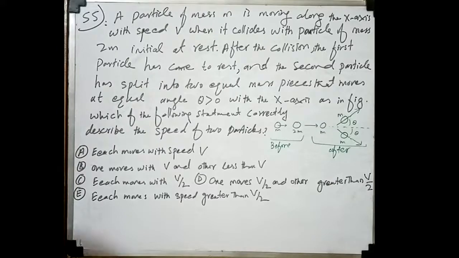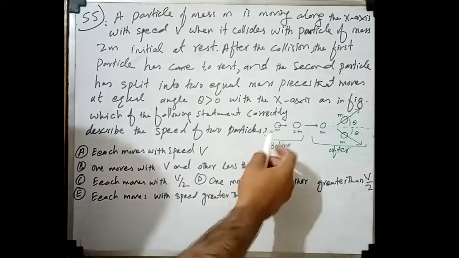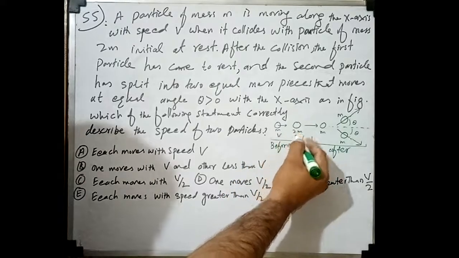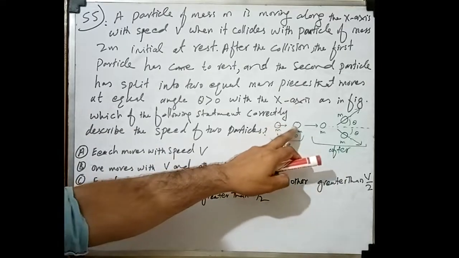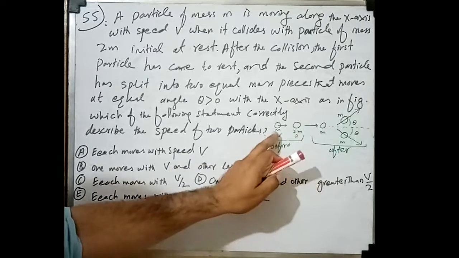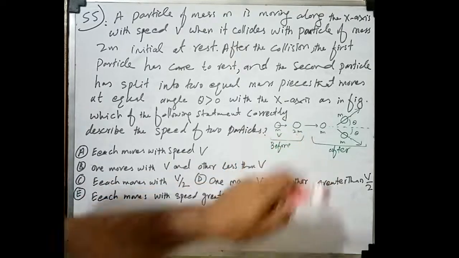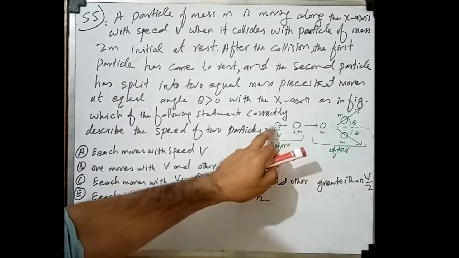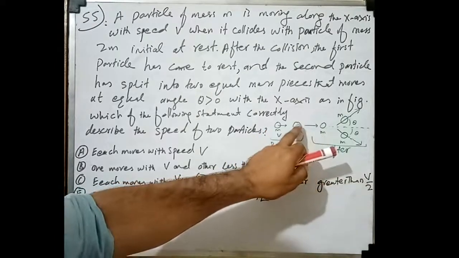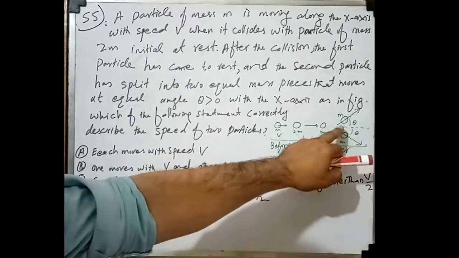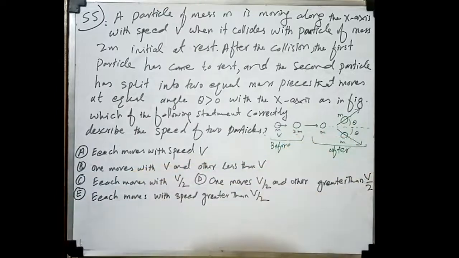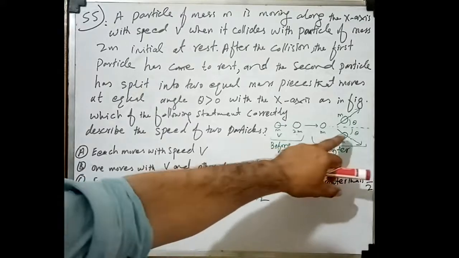We have a problem with two masses, m and 2m. M is moving with speed v while the other is at rest, so its speed is 0. Before collision it is moving with speed v and the other is at rest, and after collision this mass comes to rest and the other splits into two equal parts which move in these directions with an angle theta. These two split pieces make the same angle with the x-axis, so we have to find the speed of these two split pieces.